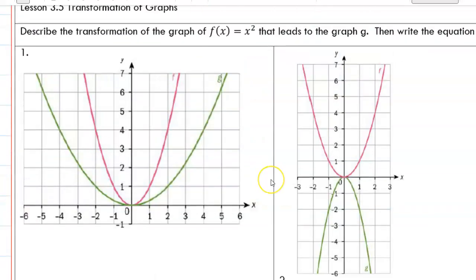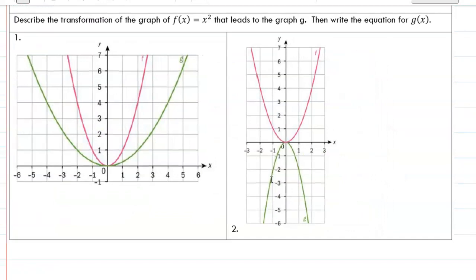Now let's move on to transformations. Okay, we need to find g of x and write the equation for g of x. So the pink is the parent function. The pink one right here is the parent function. Right here and right here. So I can compare the tables. Parent function: 0, 0, 1, 1, negative 1, 1, 2, 4, negative 2, 4. And then let's go ahead and draw the transform function table.